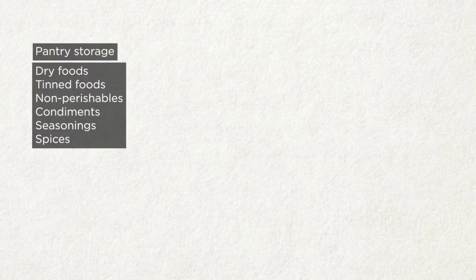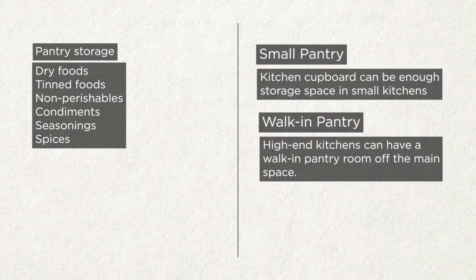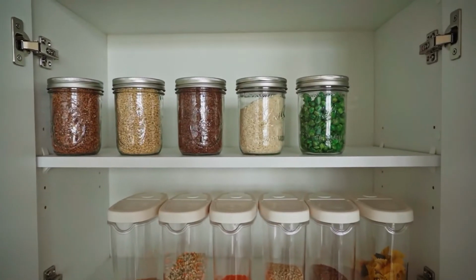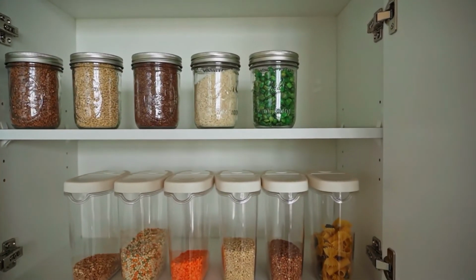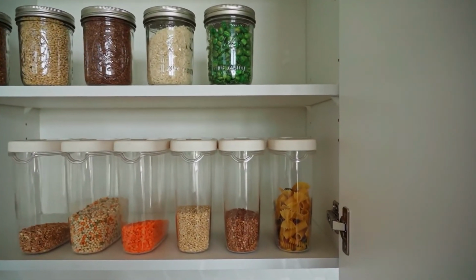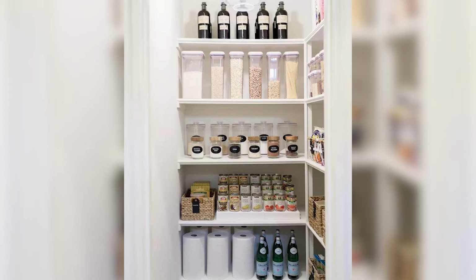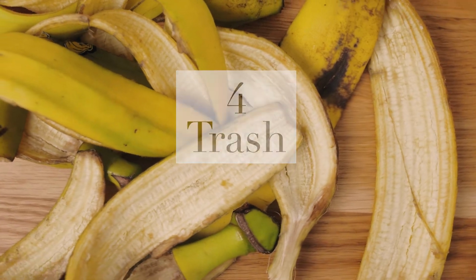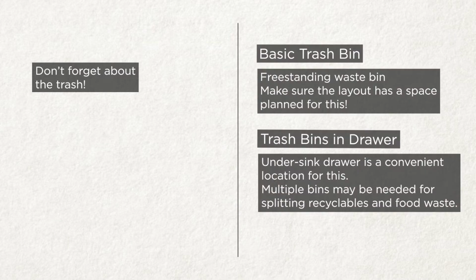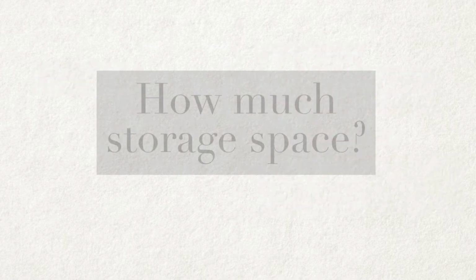A pantry is for dry and non-perishable food. It can sometimes be a single cupboard, or it could be a large walk-in space connected to the kitchen. Sometimes pantries can be used for storing odd items, which can lead to clutter or disorganization. Adding organizers, such as drawers and adjustable shelving, can help. Trash also needs a place to be stored. This can be a basic freestanding bin, or it could be an integrated drawer under the sink. A client may also want multiple bins for recycling and food waste.